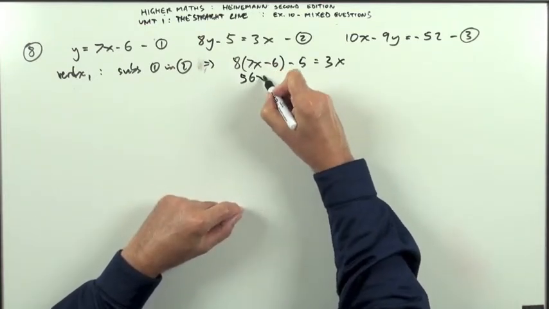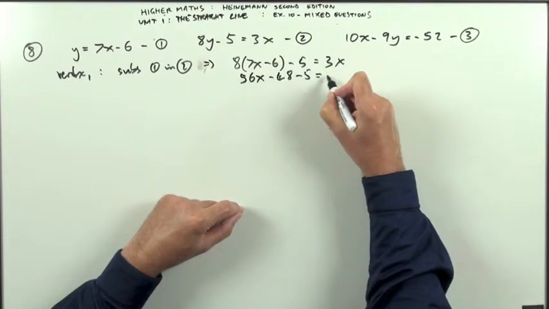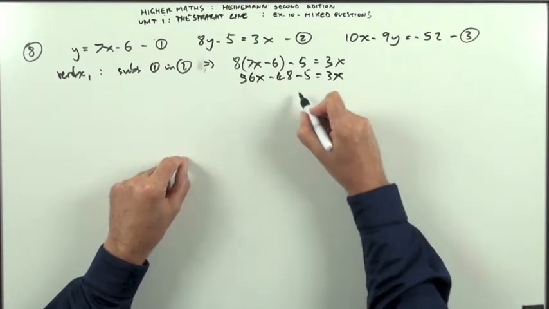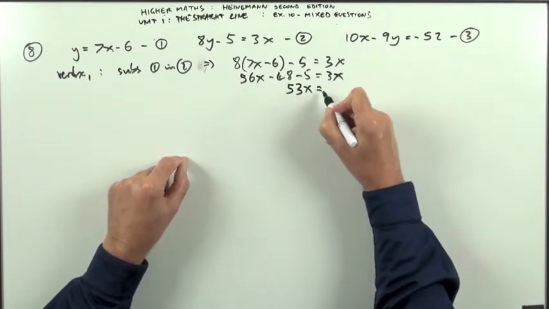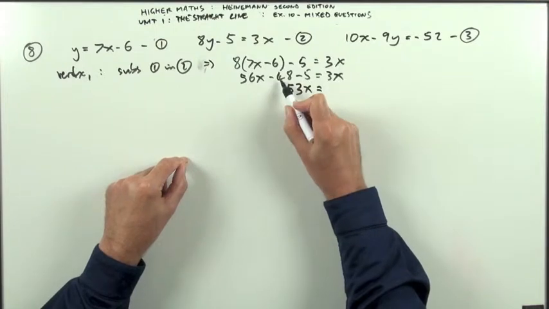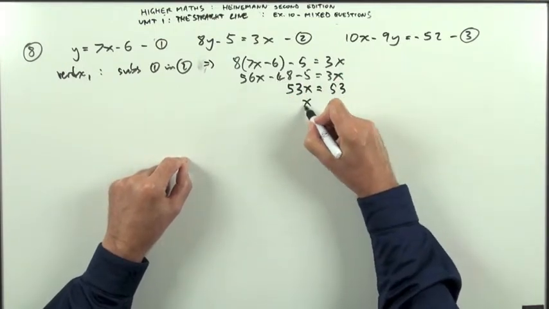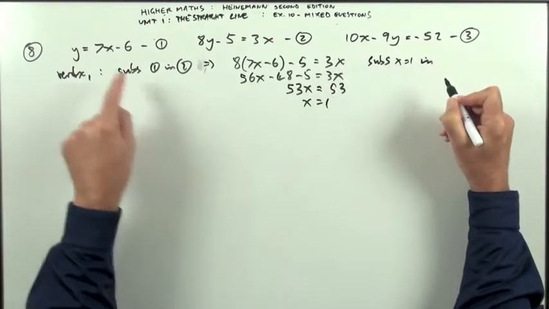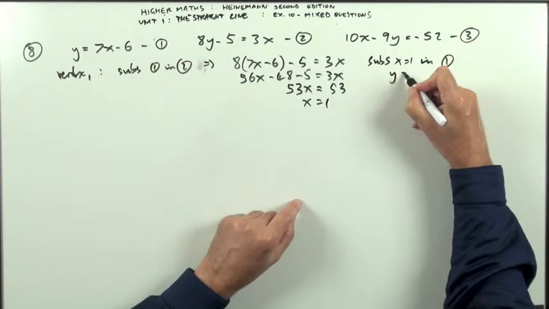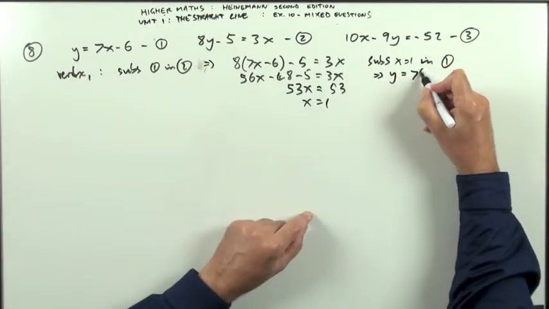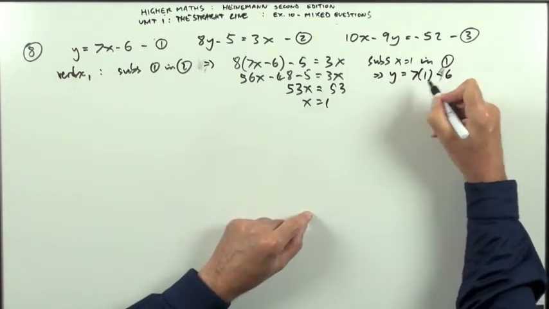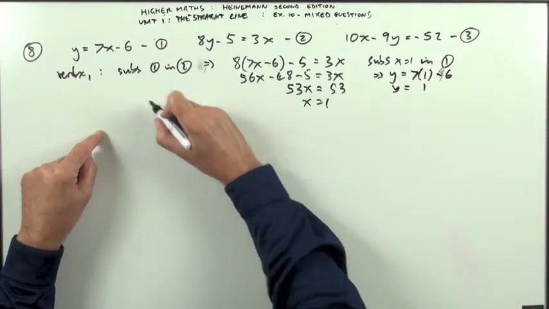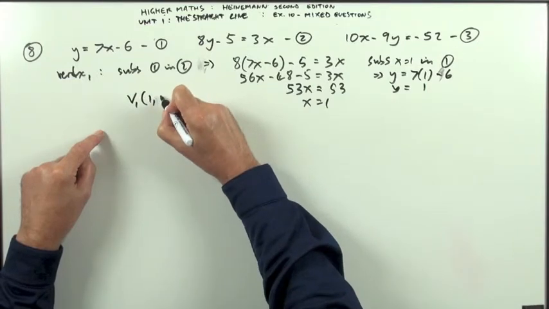So what's that? That's 56x minus 48 minus 5 equals 3x. You can take it all together in one go. So take that across and that'll be 53x. That also comes to 53, it's minus 53 there, bring it over, 53, so x is 1. And then substitute x equals 1 in number 1, since that's simpler, in which case number 1 would read y equals 7 times 1, minus 6, so y equals 1. So vertex 1, we'll call that V1, is the point (1, 1).